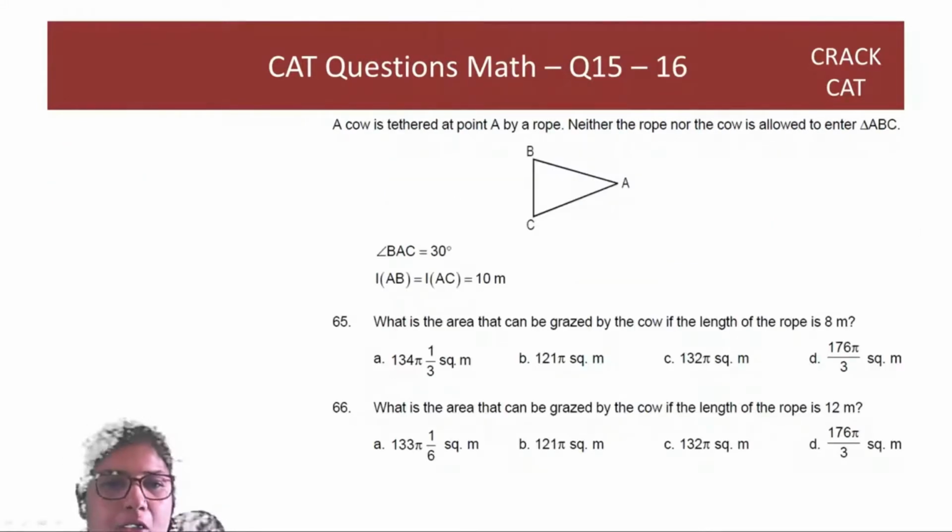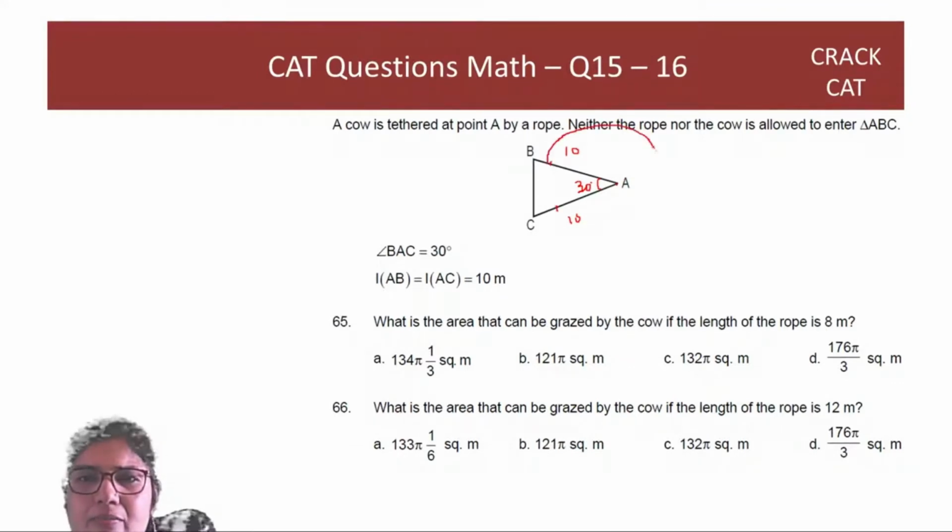Oh, this was a complicated question. This was another one. Till now we have done a lot of easy questions in this CAT paper, but this was a little difficult. This is 10 centimeters, right? This is 10 centimeters. This is 30 degrees. Now the cow is here. The cow can graze anywhere across this circle, but not inside.